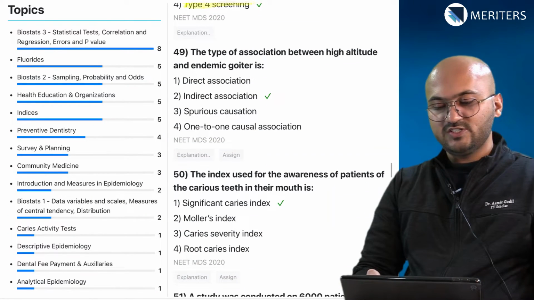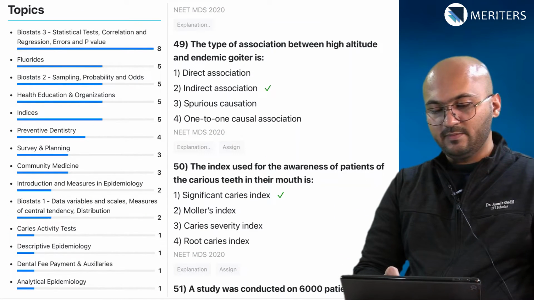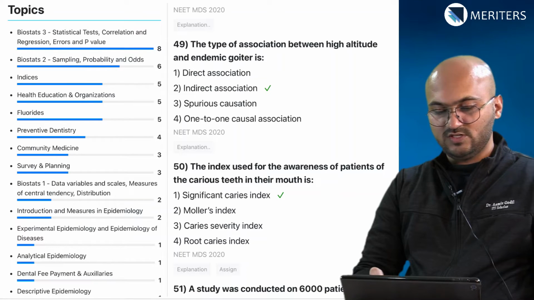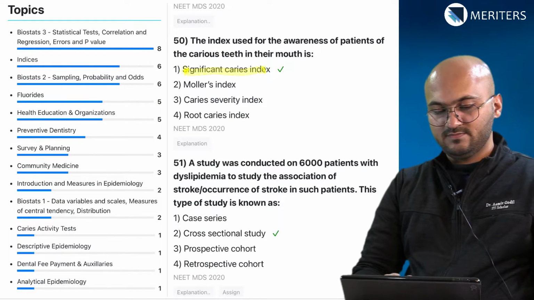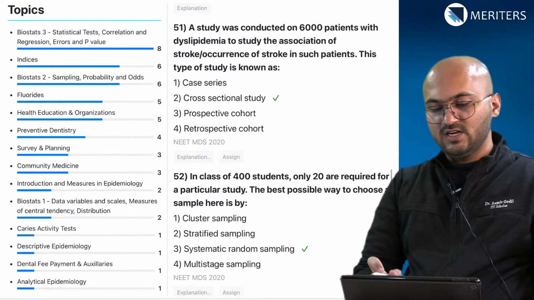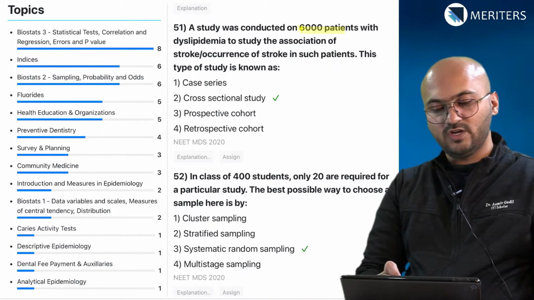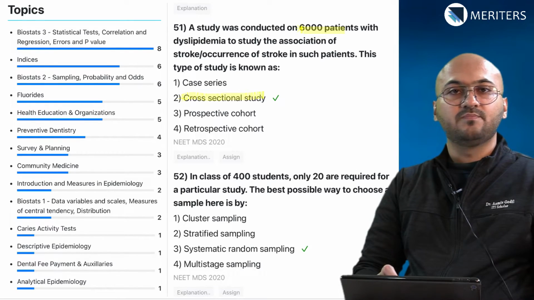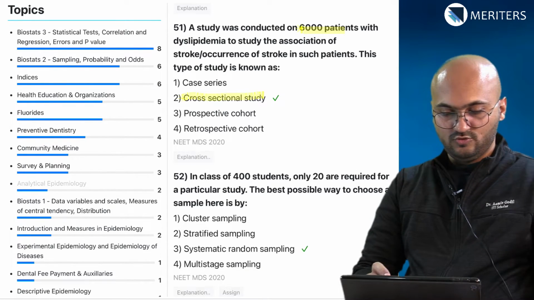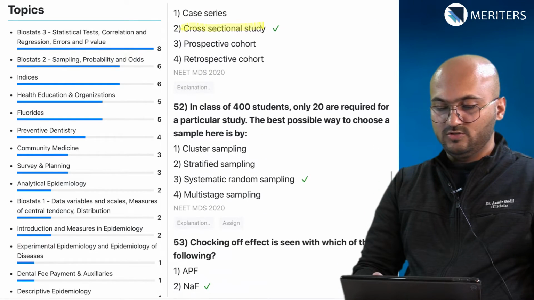The type of association between high altitude and endemic goiter is indirect association. Index used for awareness of patients of the carious teeth in their mouth is significant caries index. Study was conducted on 6,000 patients with dyslipidemia to study the association of stroke and occurrence of stroke in such patients. This is known as a cross-sectional study at a given point of time. So that goes to analytical epidemiology.